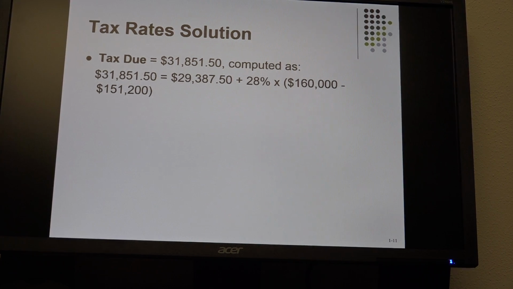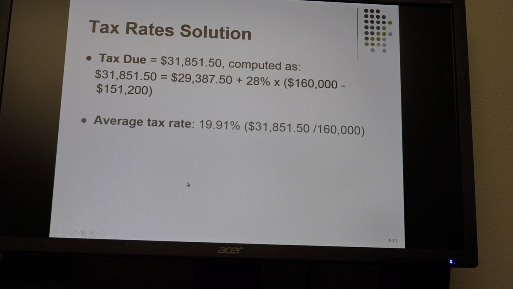So that's how they come up with the $31,851.50. Average tax rate is 19.91%. They simply take the amount of taxes owed, divide that into taxable income.